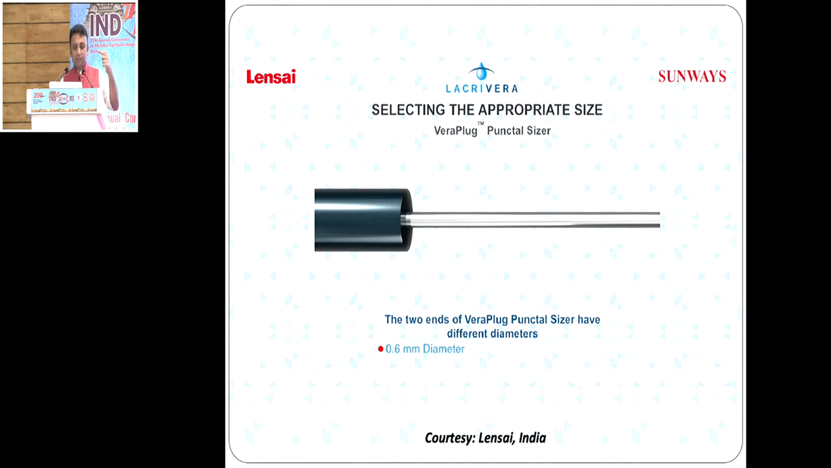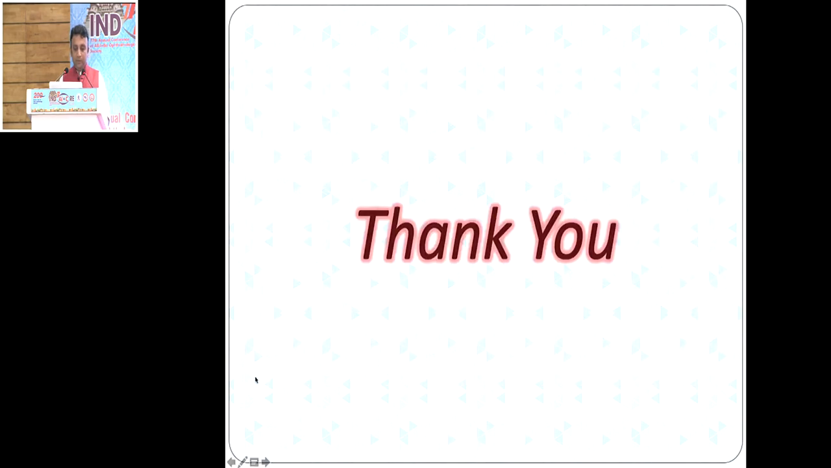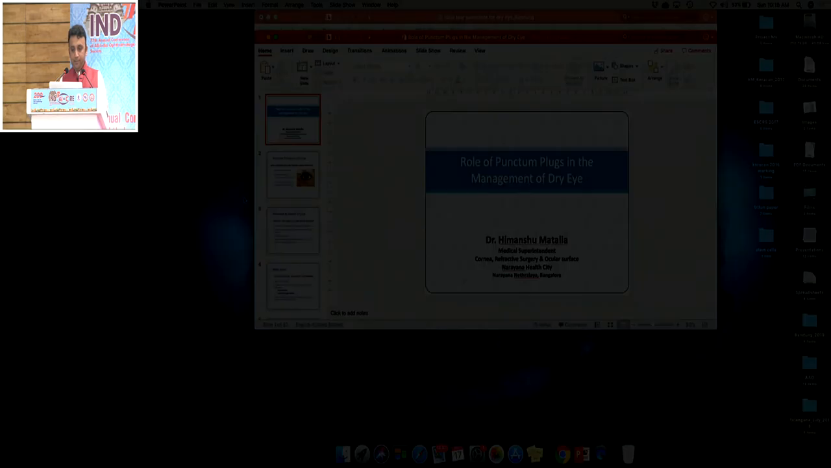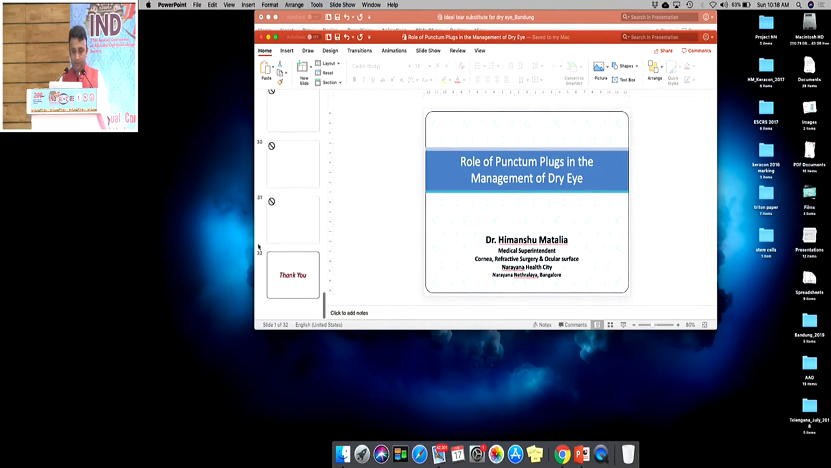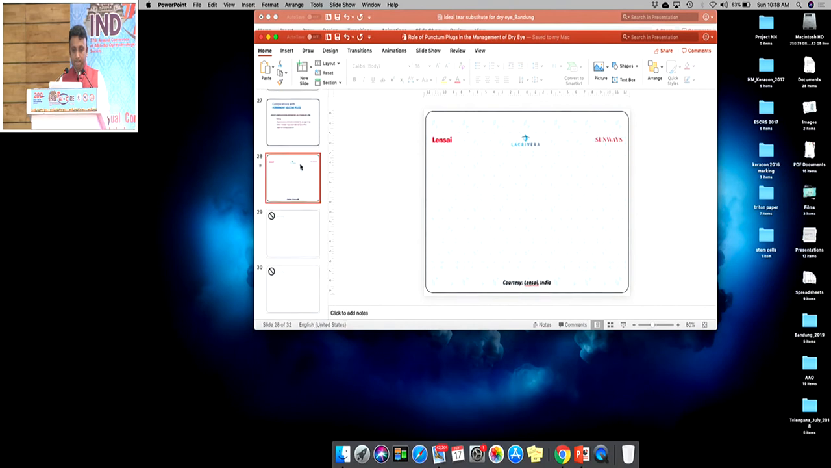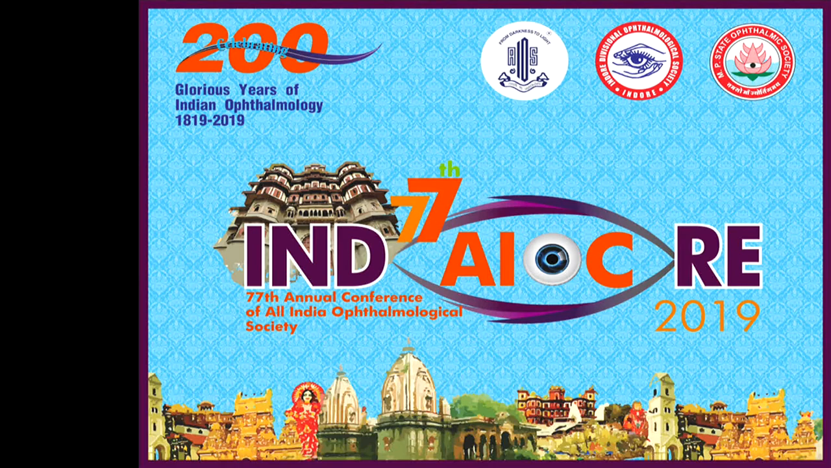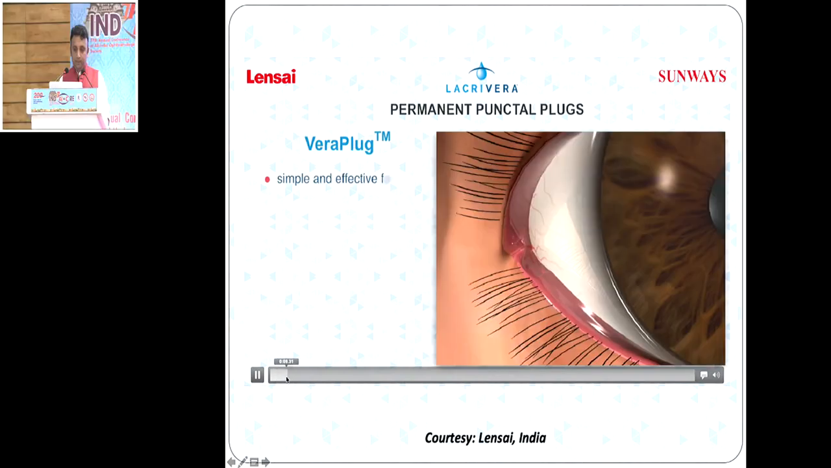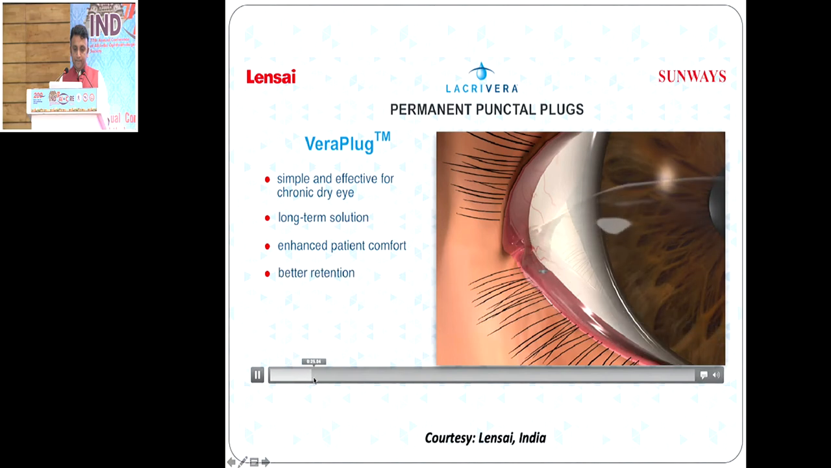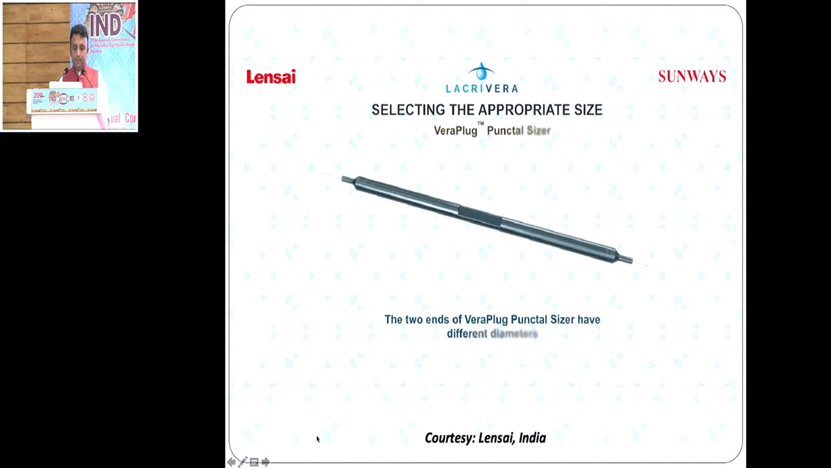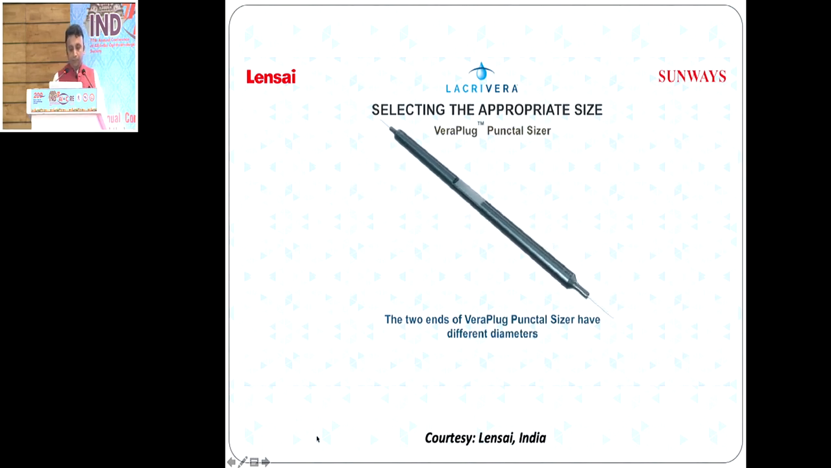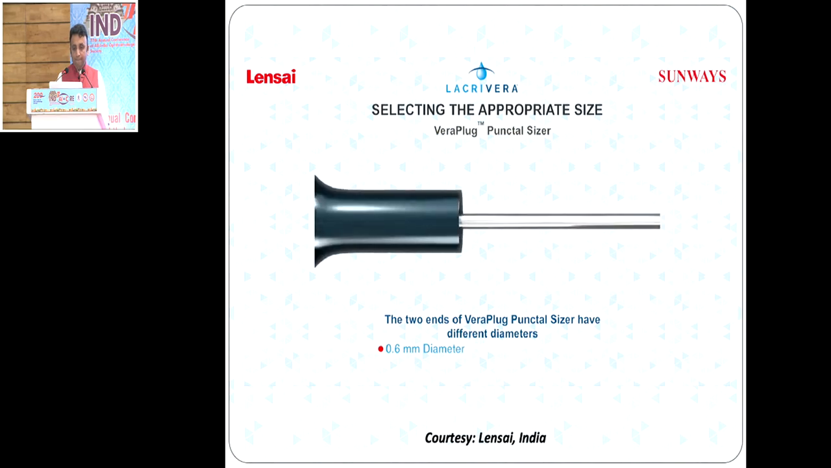All you need to do is just take this probe, and now the next part of the video, which is a very important part. Dry eye management with canalicular and punctal plugs. The Vera plug conforms to the shape of the punctum for occlusion, and is designed to provide retention and avoid spontaneous extrusion. The Vera plug punctal sizer is a simple tool to identify the best fit plug size.